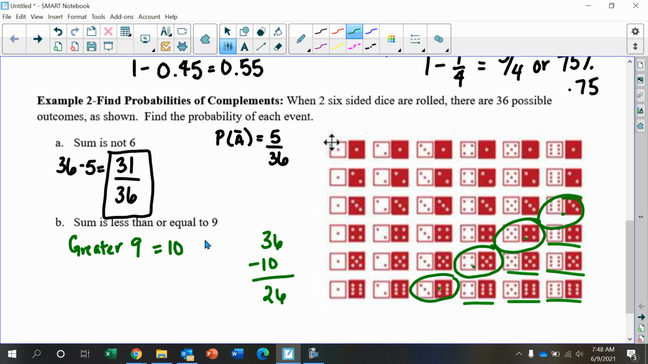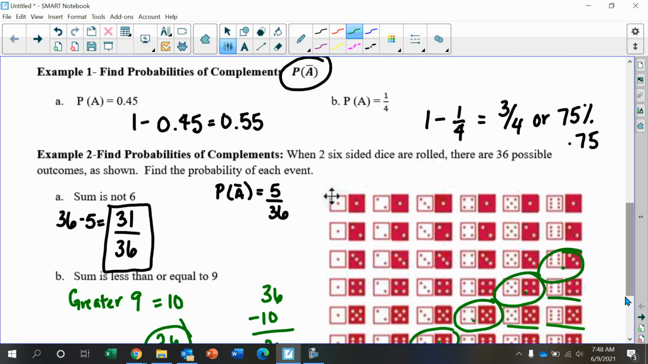So my probability of sum less than or equal to 9 is 26 out of 36. Okay, so I'm just counting the numbers that are the opposite. Okay, all right.